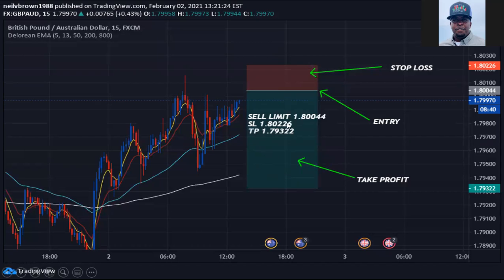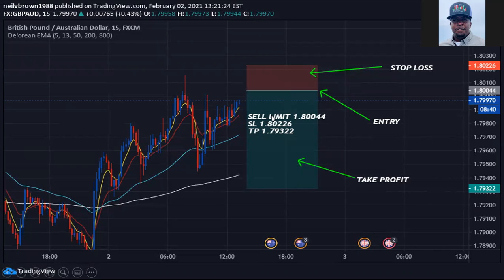Type a 5 in the chat if you see the sell limit, the entry, stop loss, and take profit. This is what your activating signals look like, guys. Your sell limits and buy limits, this is how they are displayed. You set it up here, and you just set it and forget it, and you wait.